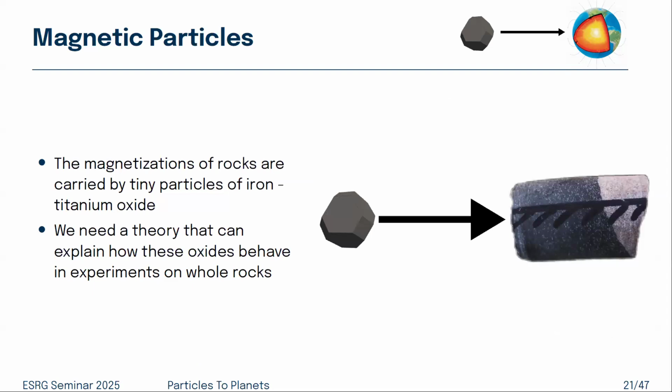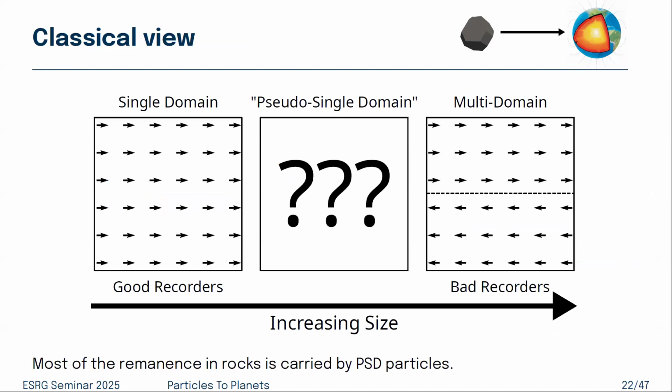So what's our understanding of magnetic particles? What's the classical view? A sort of initial idea is that maybe you have some particles that are magnetized in a certain direction. They have a magnetization, they're uniformly magnetized, and we have an idea about how these things behave, and we think they're good magnetic recorders.